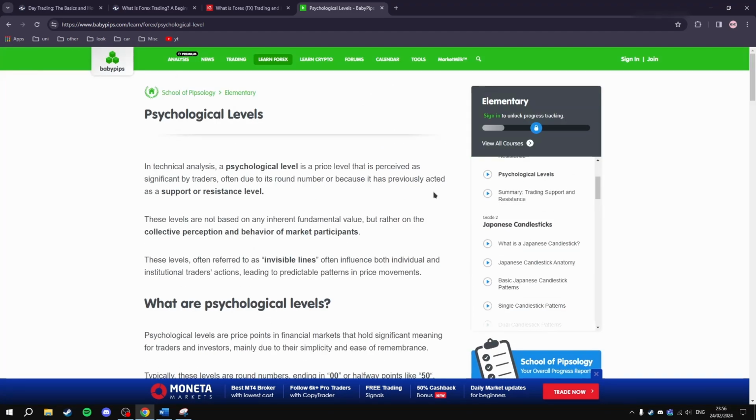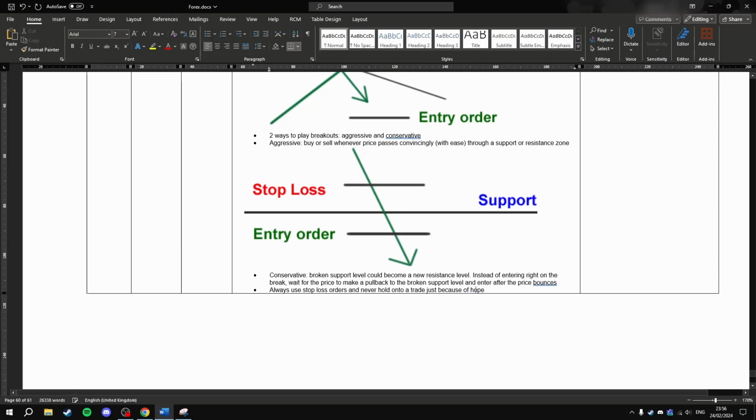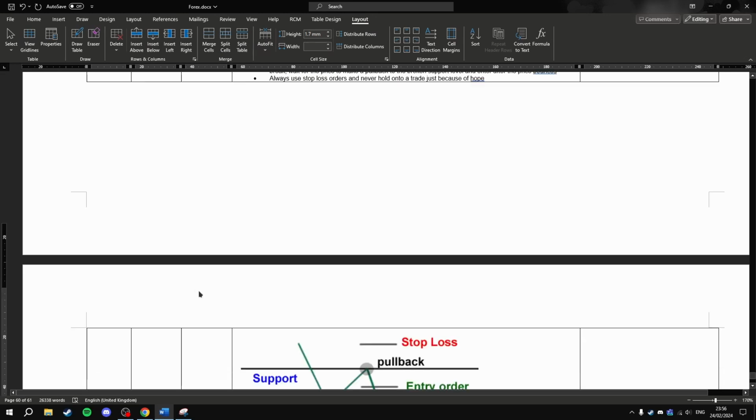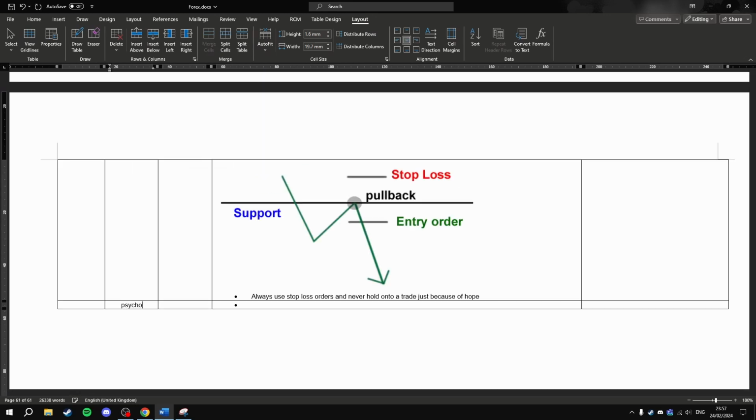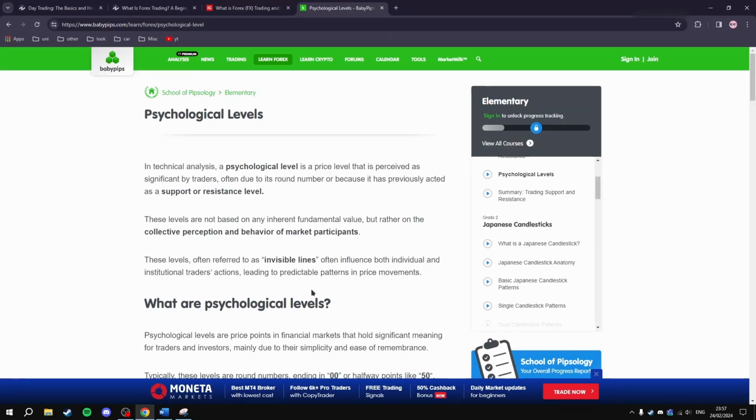Psychological levels. In technical analysis, a psychological level is a price level that is perceived as significant by traders, often due to its round number or because it has previously acted as a support or resistance level.